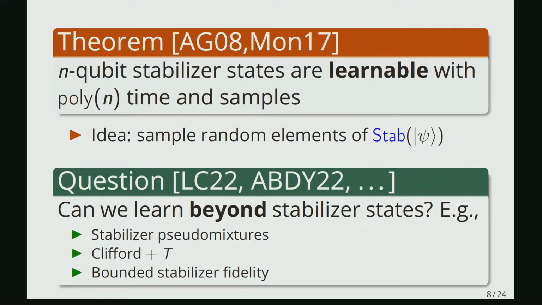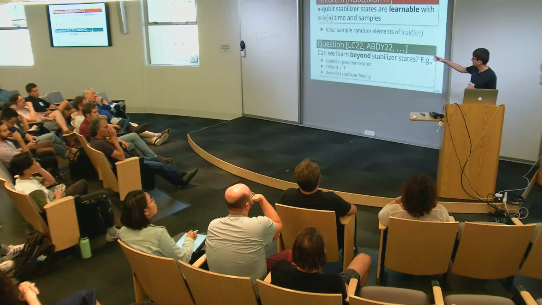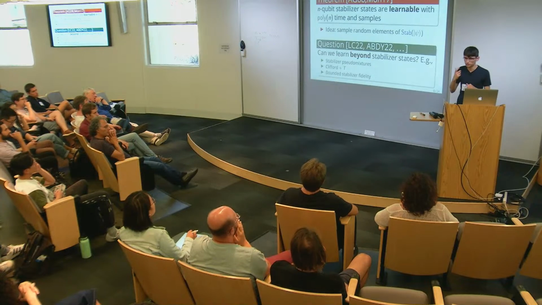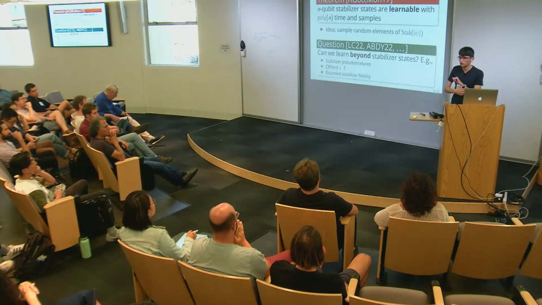There's something missing. You can sample from the stabilizers of the state. Don't you know the state already? So it's saying, from copies of the state, there is a measurement you can perform that will sample a uniformly random element. And that's how you use it to learn the state. Yeah.